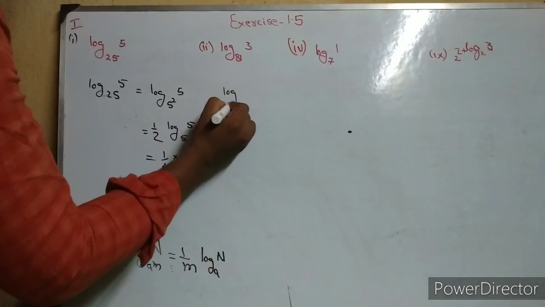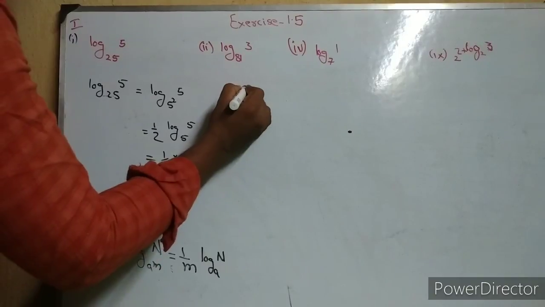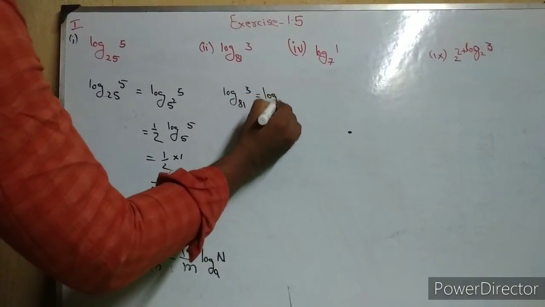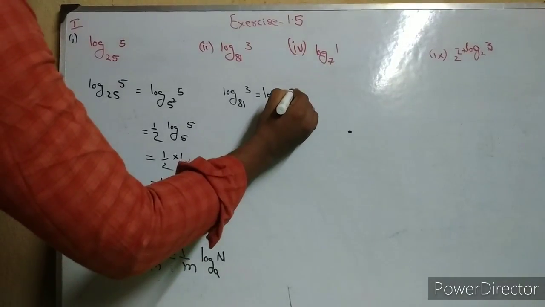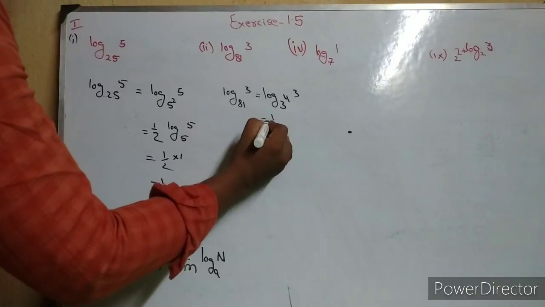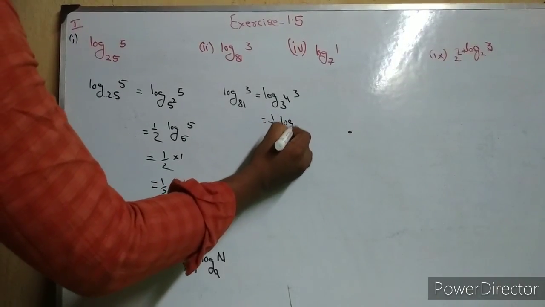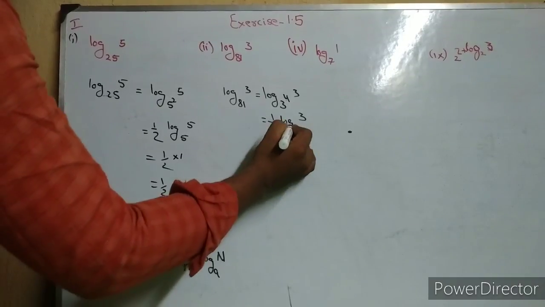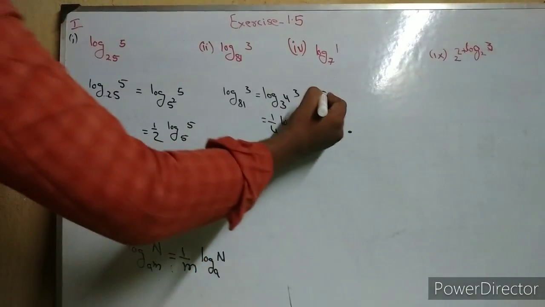So log 81 base 3 can be written as log of 3 power 4 base 3. 3 power 4 is 81. So the result is 1 by 4 log base 3 of 3. The value of log 3 base 3 will be 1, so 1 by 4 only. This value becomes 1. So next one.